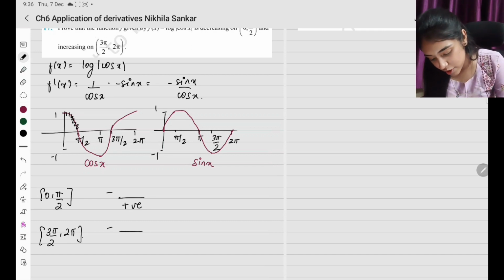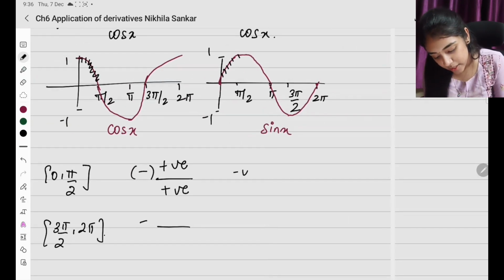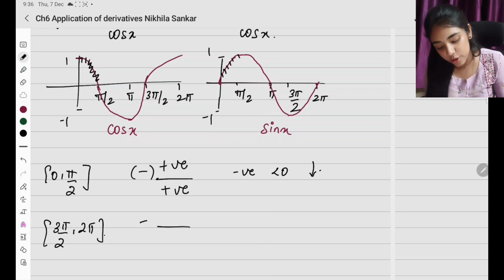And how does my sin function look? It is going to be all positive. So this is going to be positive by positive, but I have a minus sign here. So this is going to be negative, which is less than 0. So it is going to be a decreasing function.